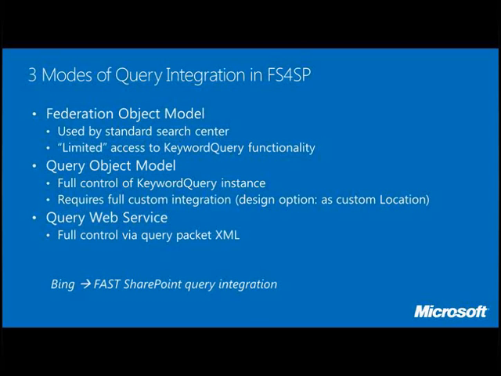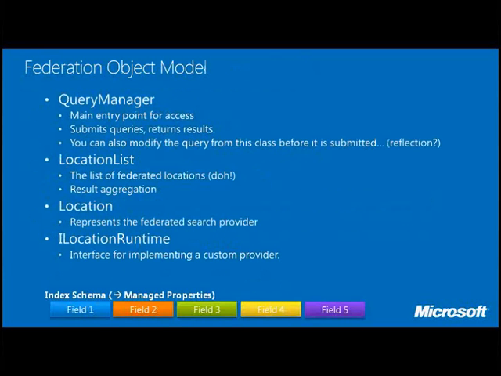We're going to show a little bit about each of these three right now. Again, look at FAST SharePoint query integration on Bing if you want to drill into some more details on that. So first, the Federation Object Model. You've got a Query Manager object, which you have one per page, when you think about it that way, where you type search and you have results that get brought back from each location.